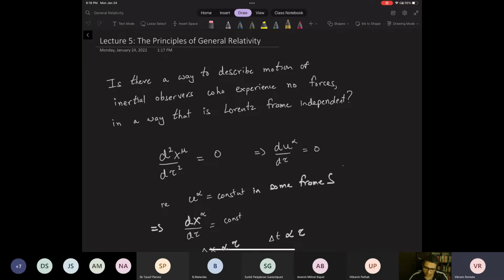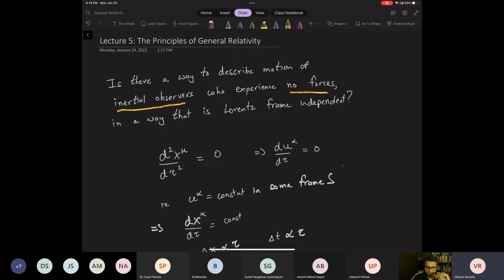Before we do that, I just want to ask and answer one question, which is: suppose we just take inertial observers. So forget everything that we did about Rindler observers now. Let's just look at inertial objects in a reference frame S. Is there a way to describe the motion of these objects? That is, motion of inertial objects who experience no forces, so there's no forces acting on them.